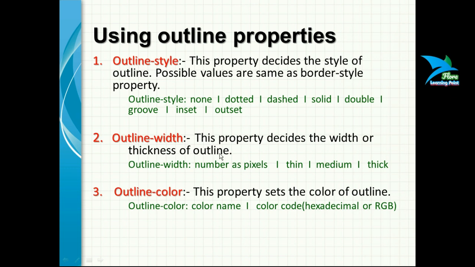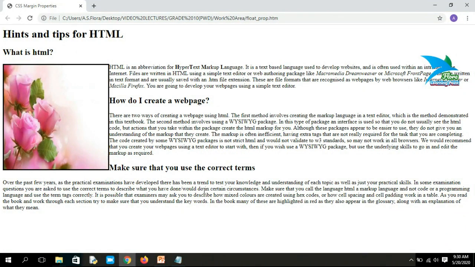Then next we have the outline width property. This property decides the width or the thickness of the outline. So we can assign values as a number in pixels. If you want to specify a value as a number, then you have to specify that as a pixel. Then we also have thin, medium, and thick values. After that we have outline color. This property sets the color of the outline. So we can specify the color of the outline by specifying the name of the color or the color code using hexadecimal or RGB value.